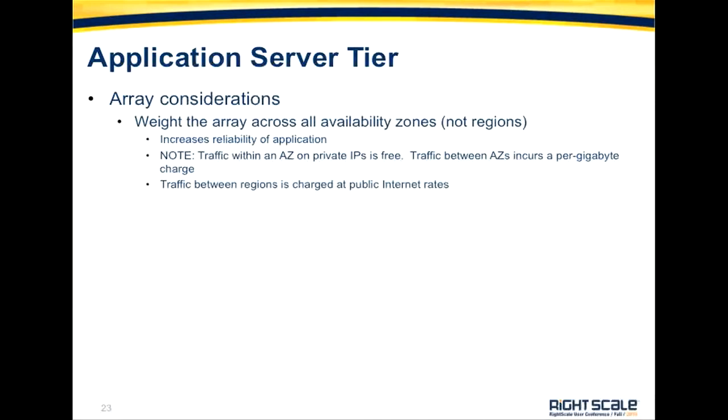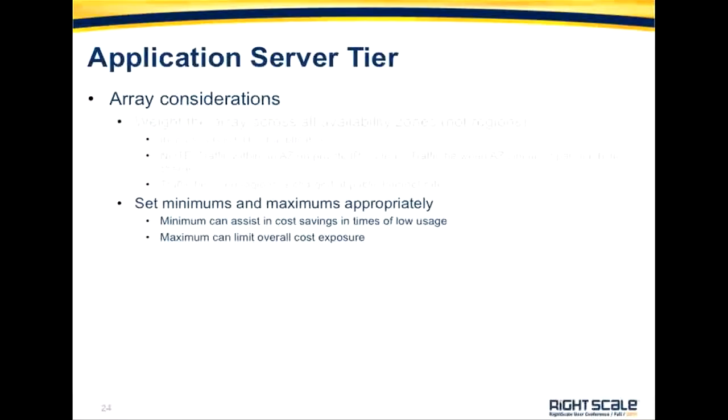Traffic between regions, US East to US West or EU or whatever it may be, is charged at those public internet rates, plus you have unknown latency, right? You're out in the Wild West at that point. You're not on AWS's fiber channel anymore. So that's not a recommended best practice, okay? Because of cost and latency issues, okay?